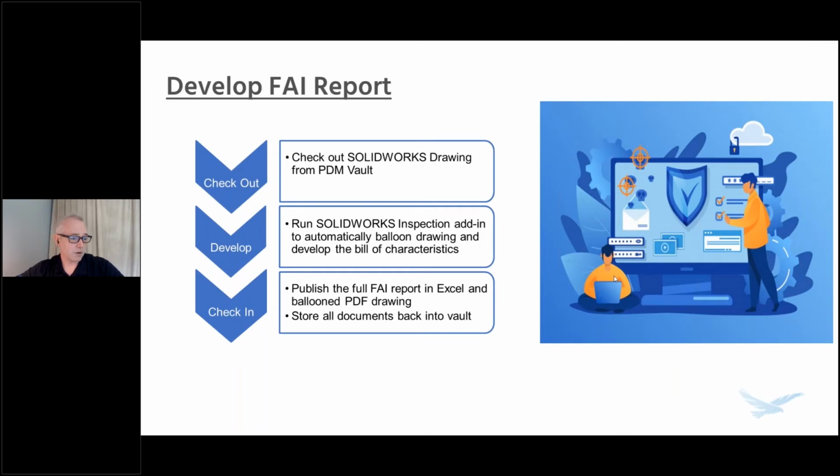You just need to export that from SOLIDWORKS, and then you bring that to the standalone and finish the report there. So getting into inspection, what I'm going to do is check this drawing out of the vault. I'm then going to run the inspection add-in on it, and that's going to automatically balloon that drawing. I have a few different ways I can go about doing that. I'll explain that as I go through, using some templates and some industry standards. Then I'm going to push out the full report in Excel and a balloon PDF.